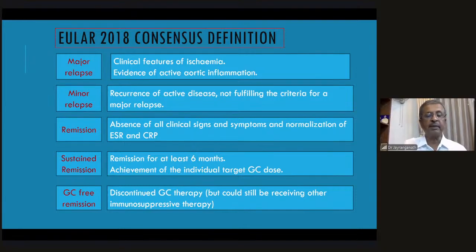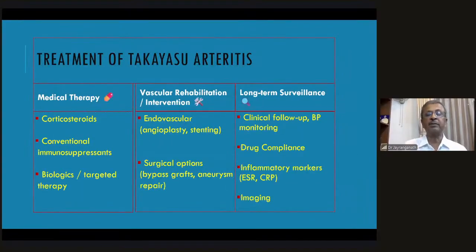Sustained remission: remission for at least 6 months and achievement of the individual target glucocorticoid dose. Glucocorticoid-free remission means discontinued GC therapy, but could still be receiving other immunosuppressive therapy. So these are the different types. You should know that, like our rheumatic heart disease. So treatment of Takayasu arteritis, this is extremely important. This is what we need to understand.